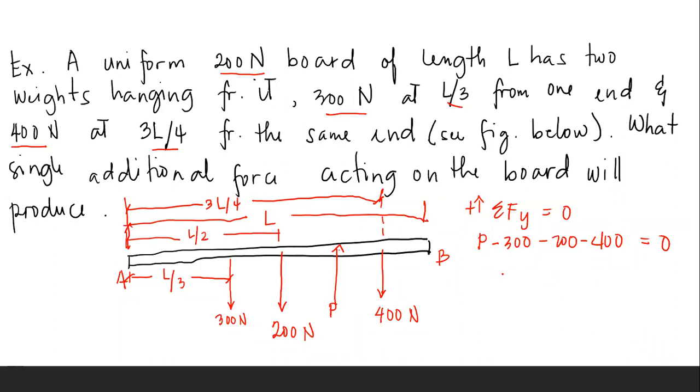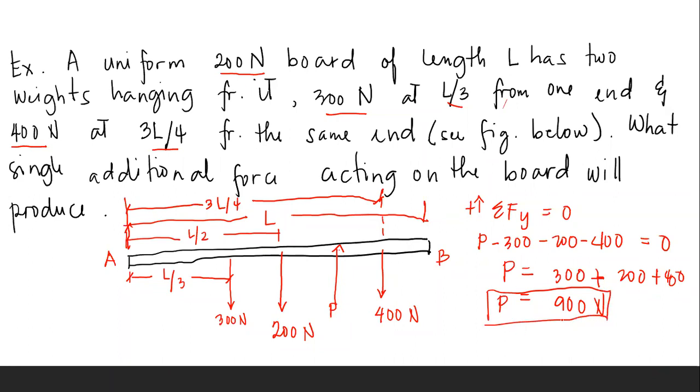We have four forces, where P transposes the other numerical values to the right. You have 300 plus 200 plus 400. Therefore, your P now is equal to 900 newtons. Now we are required to find the position of your P. Where would your P, or the resultant, be lying on this bar? We are going to use the summation of moments.